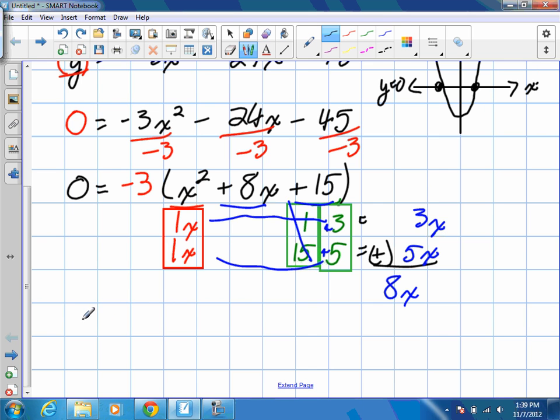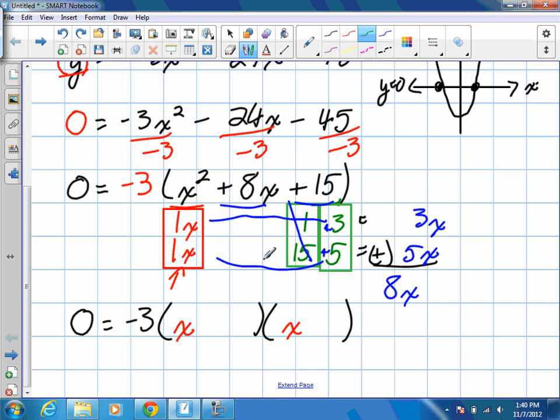We have 0 is equal to, we still have that negative 3, don't forget that. And then we set up our two brackets. We know that our first terms are going to be 1x and 1x, or just x and x. And our second terms are going to be positive 3 and positive 5.